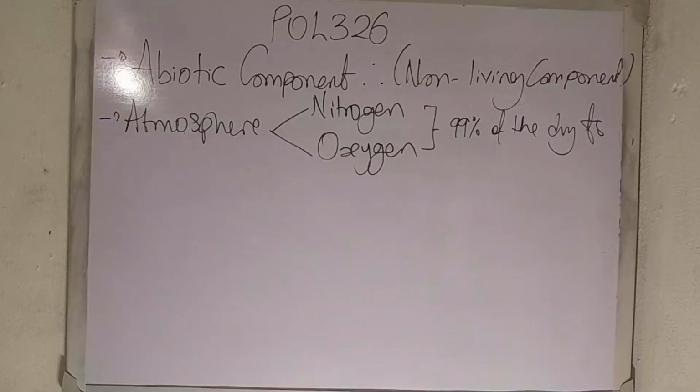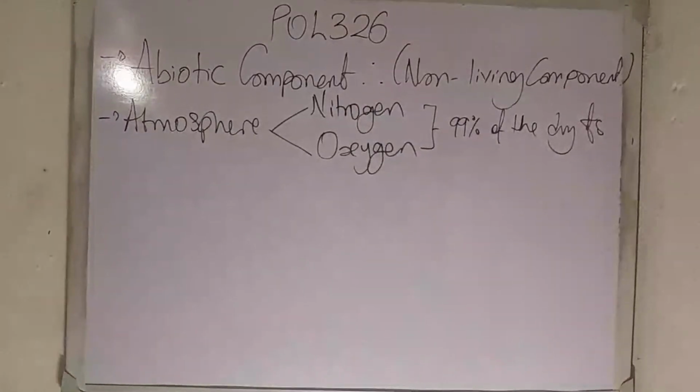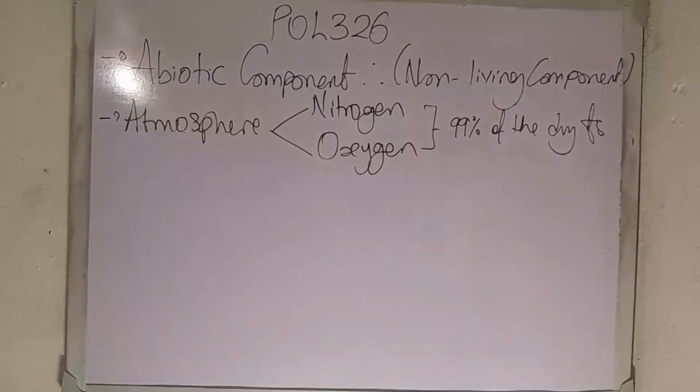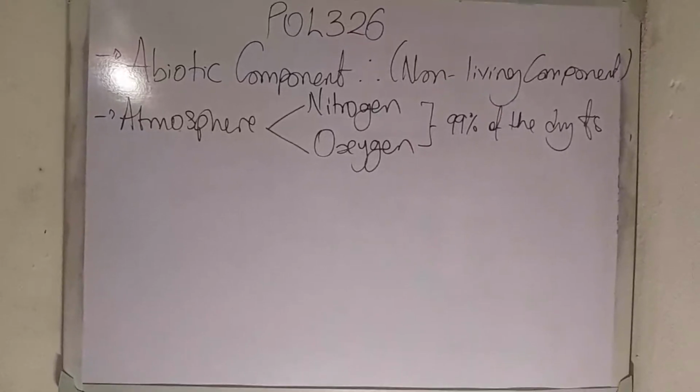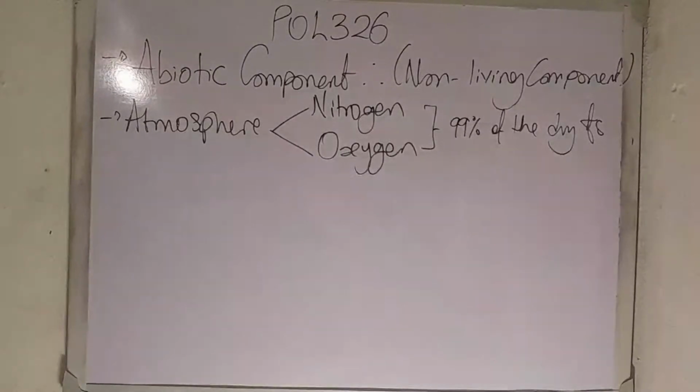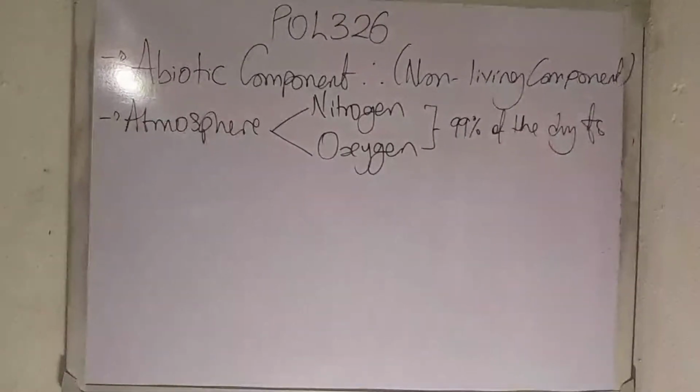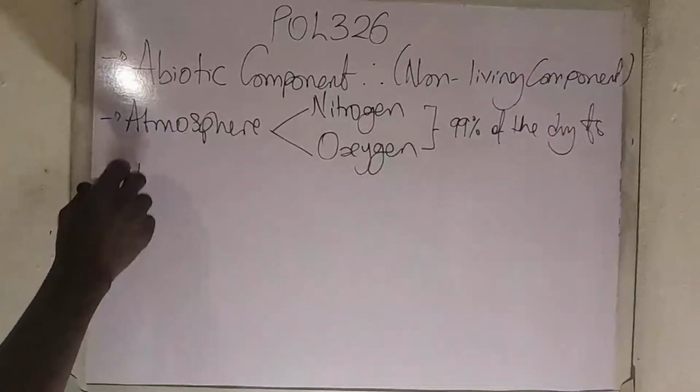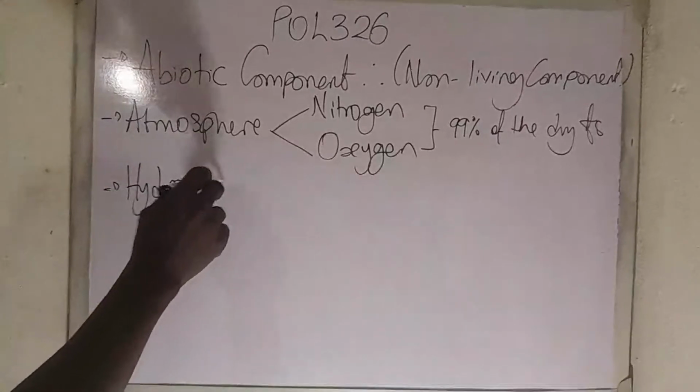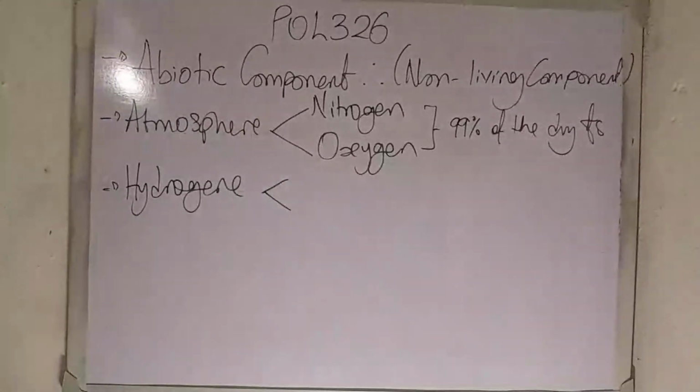So let's take a step further. Now, still under the abiotic components, we have hydrosphere. For hydrosphere, it refers to the body of water on Earth's surface.